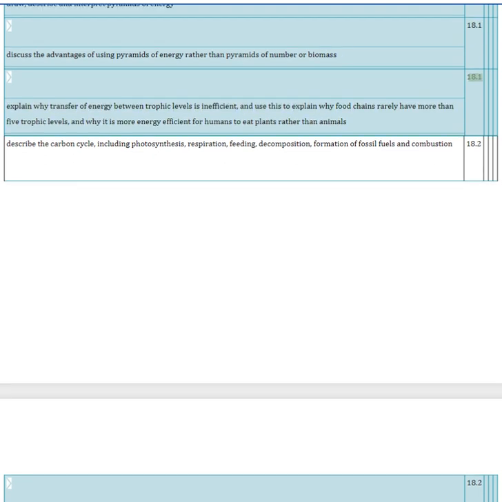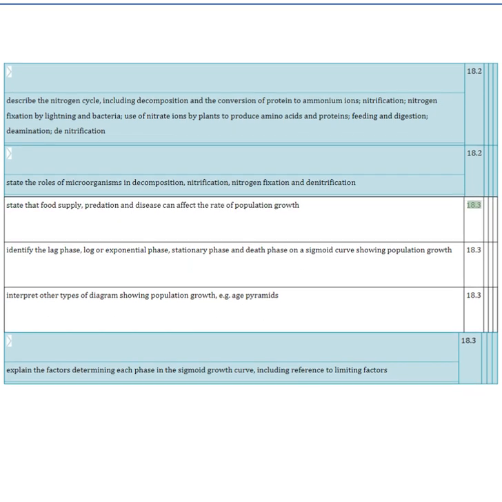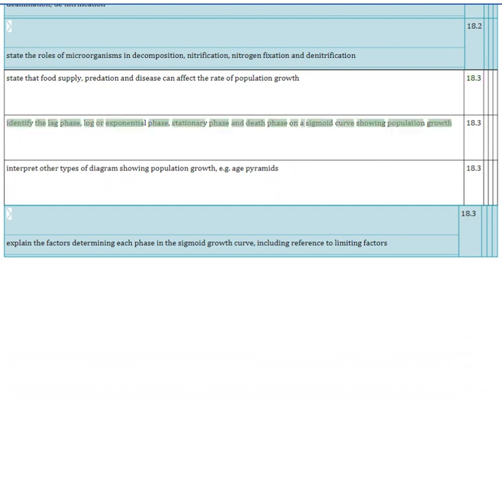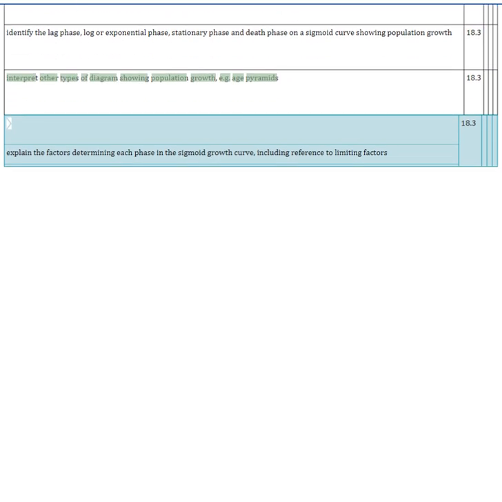18.1. State that food supply, predation, and disease can affect the rate of population growth. 18.3. Identify the lag phase, log or exponential phase, stationary phase and death phase on a sigmoid curve showing population growth. 18.3. Interpret other types of diagrams showing population growth, e.g. age pyramids.